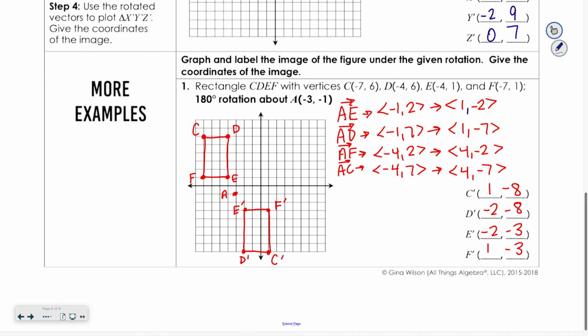Those aren't ordered pairs. Those are vectors. You have to go from there, right one, down two. These are not ordered pairs. You've got to start from A, right one, down two.